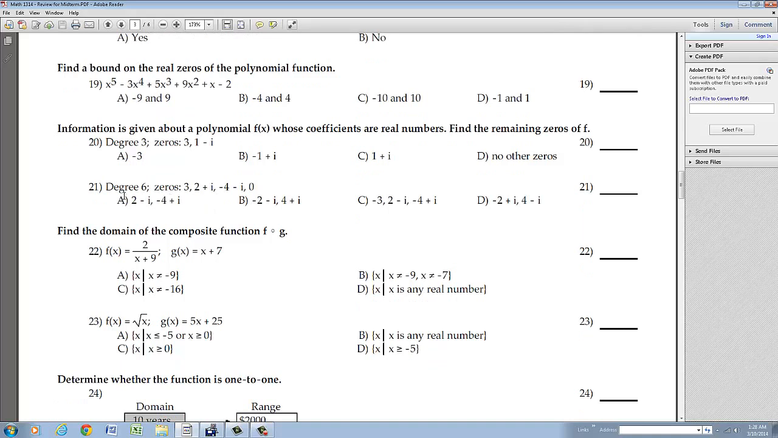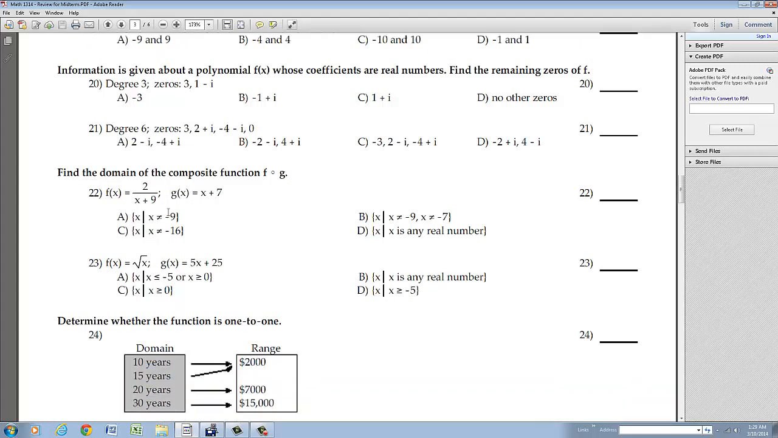Now the next one is degree 6, and it gives you 1, 2, 3, 4 zeros. So there's 2 missing. This again is fairly easy because 2 plus i is a zero. So 2 minus i has to be a zero. Minus 4 minus i is a zero. So that means that the conjugate of that, minus 4 plus i, has to be a zero. So for 21, the answer is A. Okay.